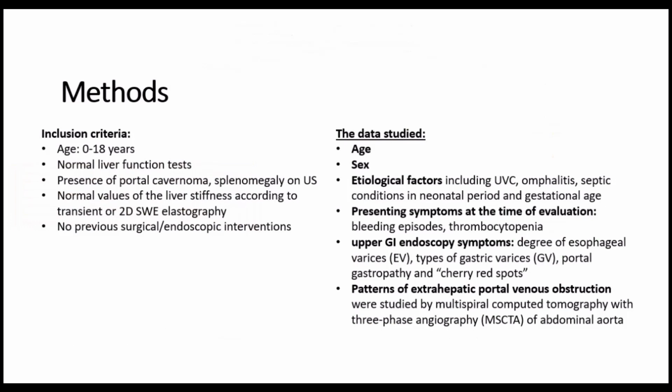The inclusion criteria for this study were children under 18 years of age, normal liver function tests, presence of portal cavernoma and splenomegaly on ultrasound, normal values of liver stiffness according to elastography, and no proposed surgical or endoscopic interventions. The data we studied were age at presentation, gender, etiological factor, presenting symptoms, upper GI endoscopic findings, and patterns of extrahepatic portal venous obstruction according to CT angiography.